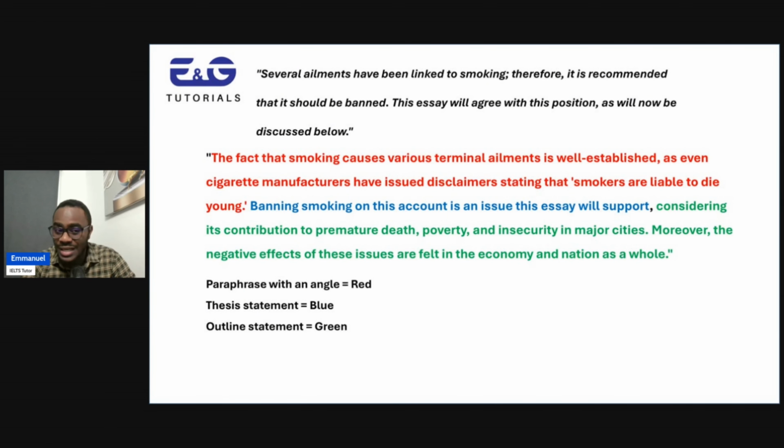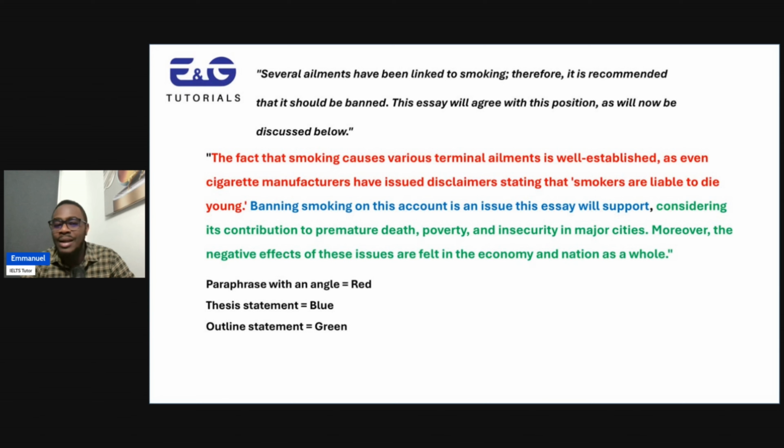You see what I did there? I've just paraphrased it with my unique angle. So the text in red is simply me paraphrasing with my own angle, right? Now the one in blue is my thesis statement that says banning smoking on this account is an issue this essay will support. Do you get it? That's my thesis statement.